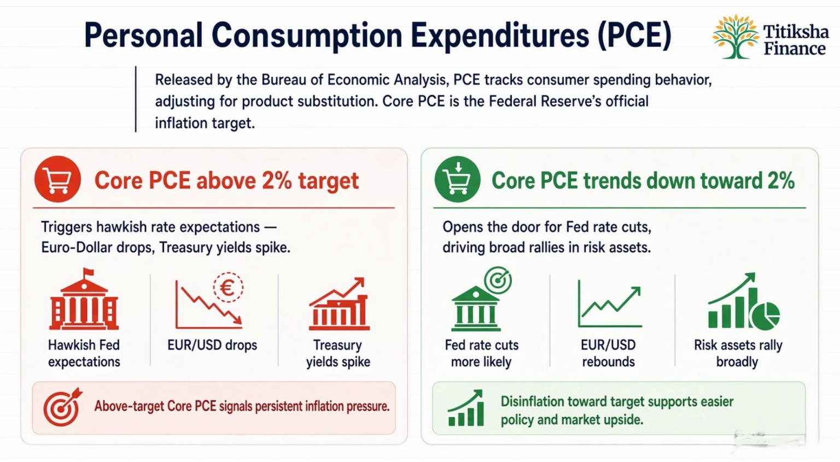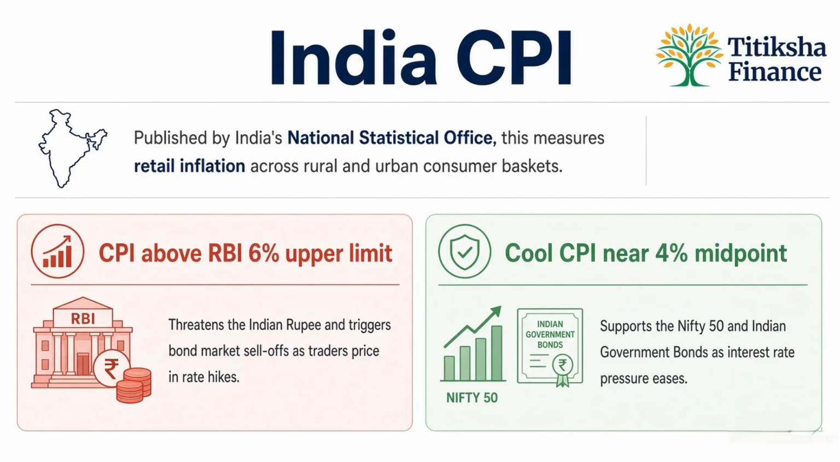India CPI. Published by India's National Statistical Office, this measures retail inflation across rural and urban consumer baskets. A CPI reading above the RBI's 6% upper tolerance limit threatens the Indian rupee and triggers bond market sell-offs as traders price in rate hikes. A cool CPI near the 4% midpoint target supports the Nifty 50 and Indian government bonds as interest rate pressure eases.